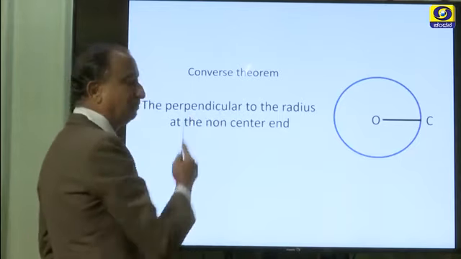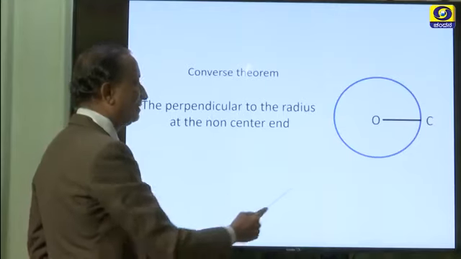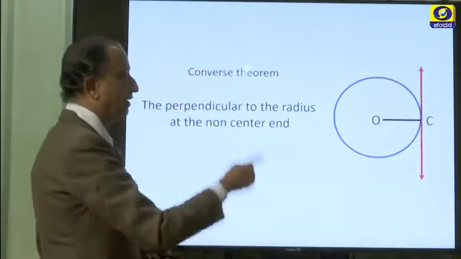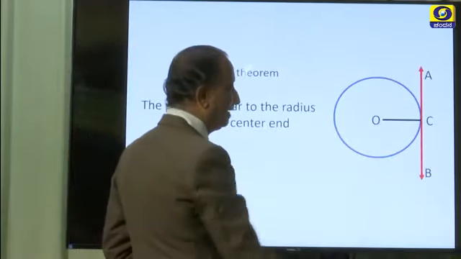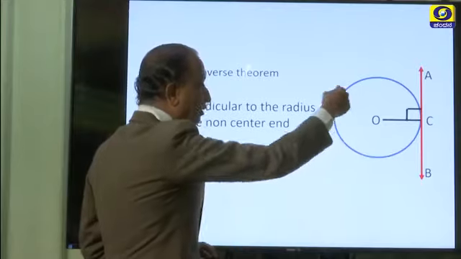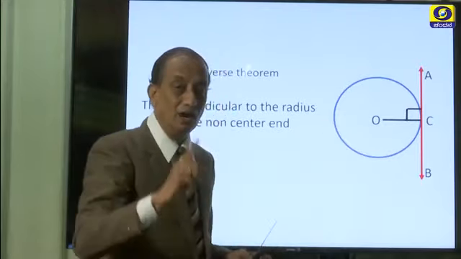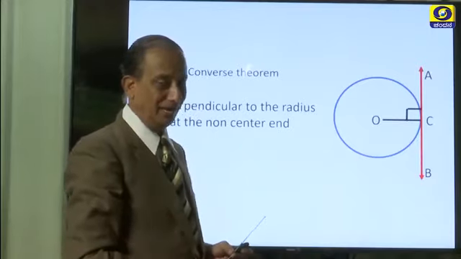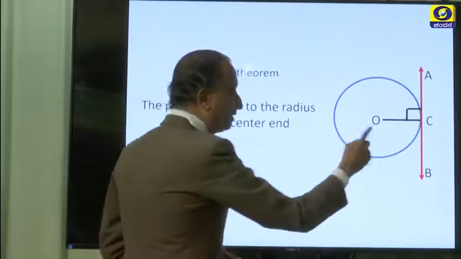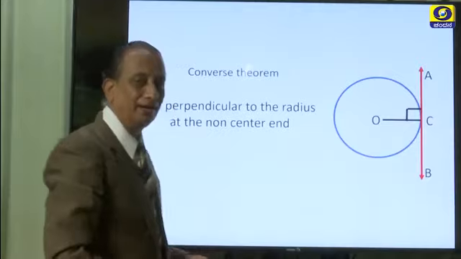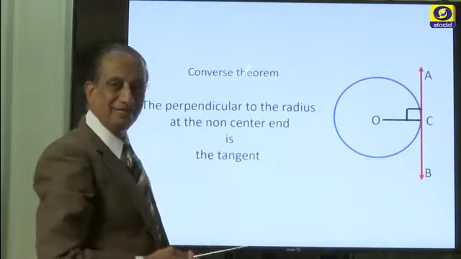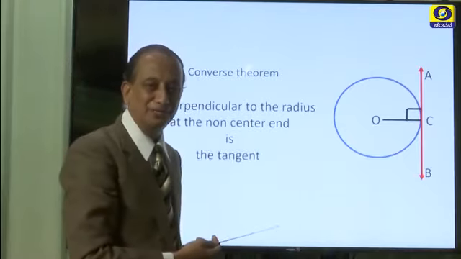The converse of this theorem can be stated as: if you happen to draw a perpendicular at this point here, call it AB, so this angle is 90 degrees, then this perpendicular line is going to touch the circle at only one point. This is the radius, this is the non-center end. If you draw a perpendicular like this, it will touch the circle at only one point. Whenever a straight line touches a circle at only one point, it is called a tangent. This is the converse to the theorem.